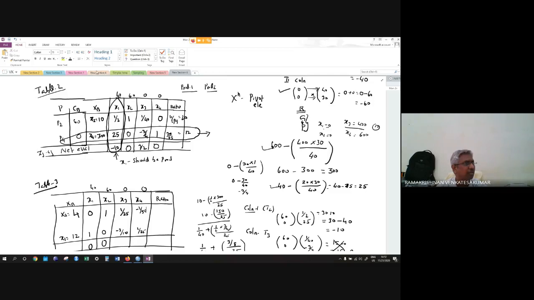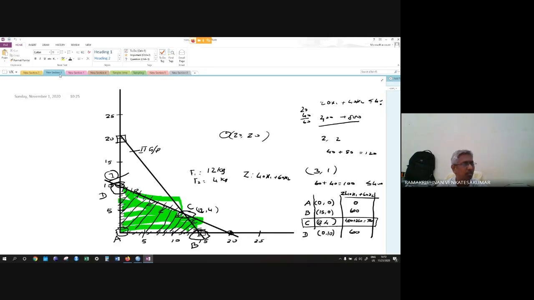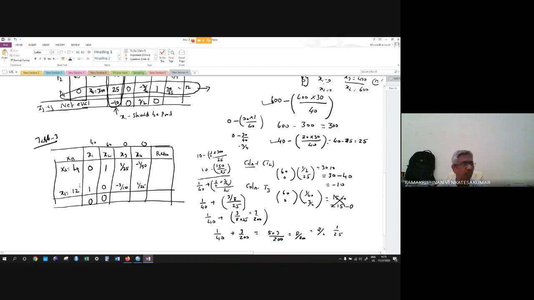In your graphical method also, I remember you got 12 and 4. You see the graphical method screen, which I keep: 12 and 4, now you are getting the same answer, 12 kg flavor 1, 4 kg flavor 2. So your steps are correct. Then we wanted to find, is there any opportunity cost? Opportunity cost for product 1 is 0, and for product 2 it is also 0.